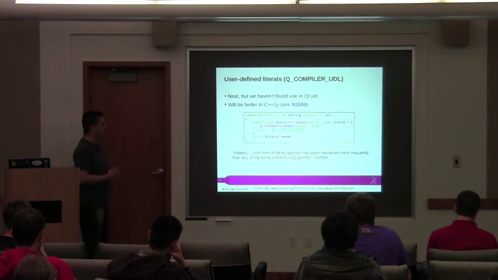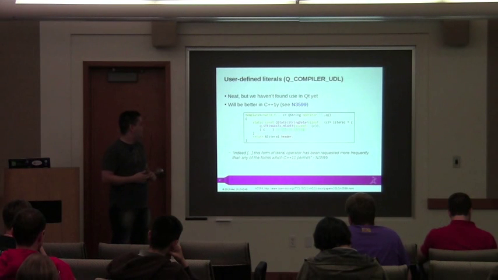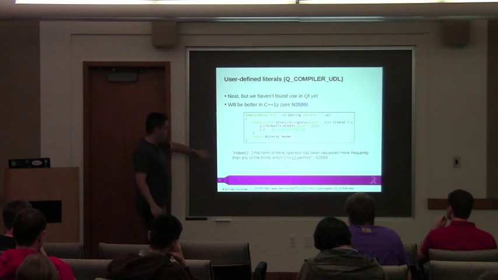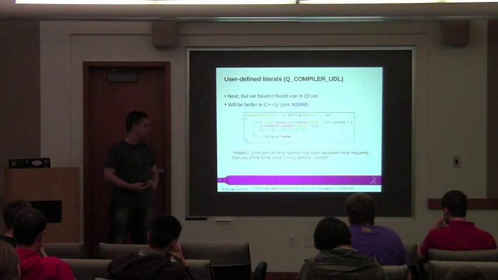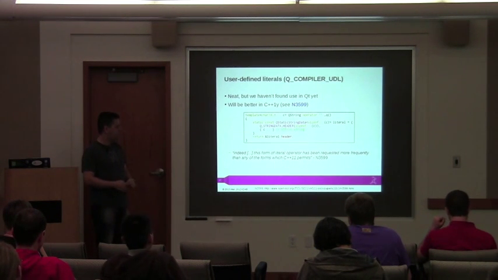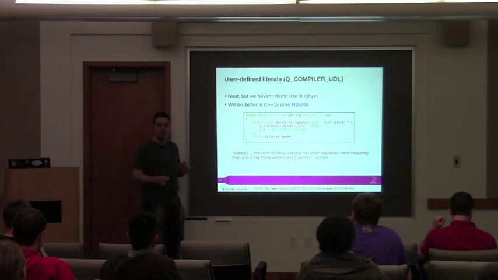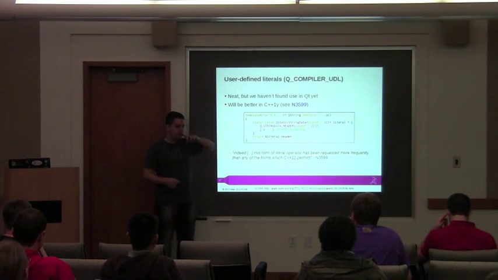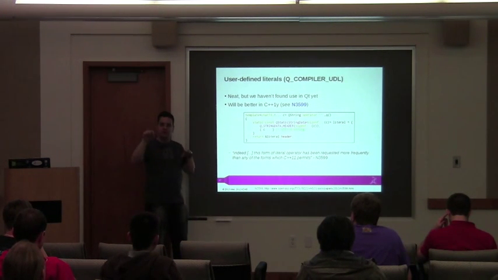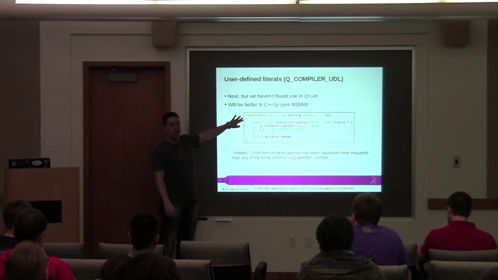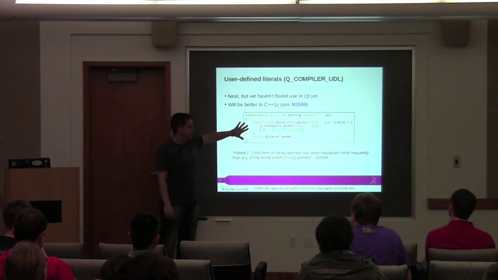User-defined literals. Neat, but we haven't used them yet. I'm really hoping that this paper comes into C++14. Let me just read the quote from the paper. "Indeed, this form, a literal operator, has been requested more frequently than any of the forms which C++11 permits." What do I want? It's something that was removed from the standard before standardization. I want to get the characters of the string. So I want a string with suffix _Q, for example, and I don't want to be given a char pointer. I want each and every char16, so I can put this in read-only memory.